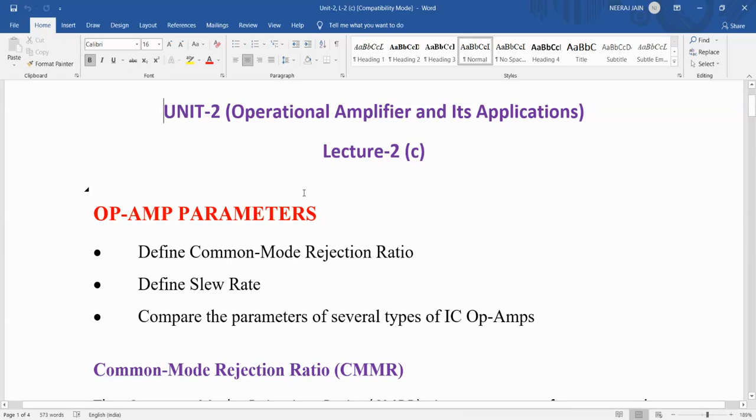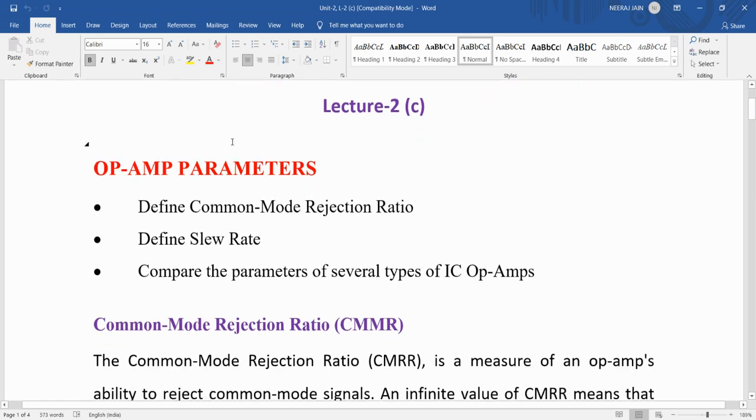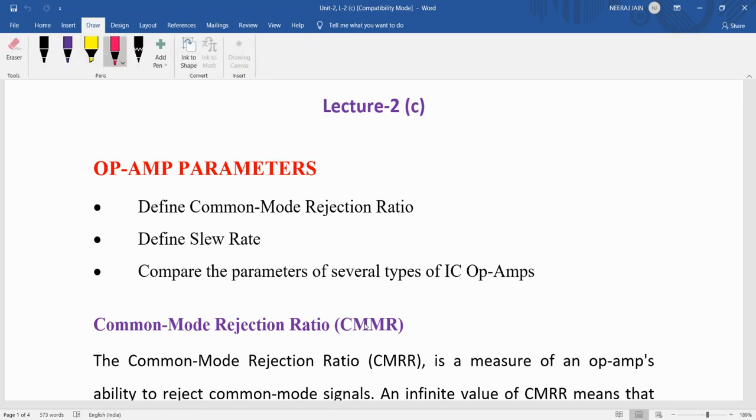Okay, dear students, today we are going to discuss the operational amplifier parameters. In the earlier class, we discussed several parameters of the op-amp. Today, we are going to discuss two important parameters of the op-amp.